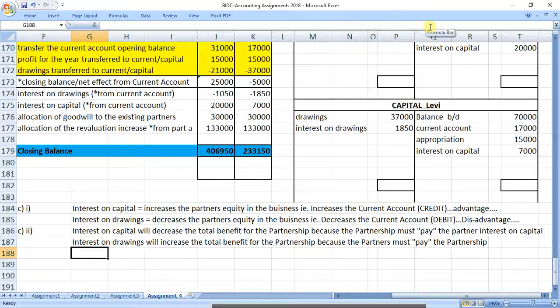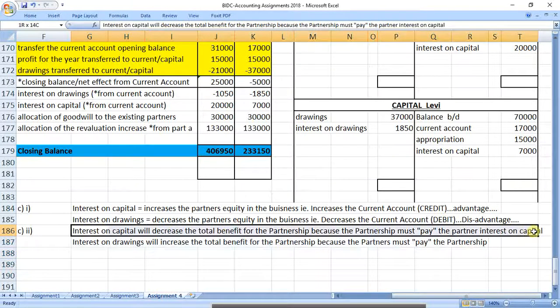I don't know where I am now. Okay, interest on capital will decrease the total benefits of the partnership because the partnership must pay the partners. You were reading this one. That was the one that you were busy with, interest on capital. Yeah, the partnership must pay the partners interest on capital.